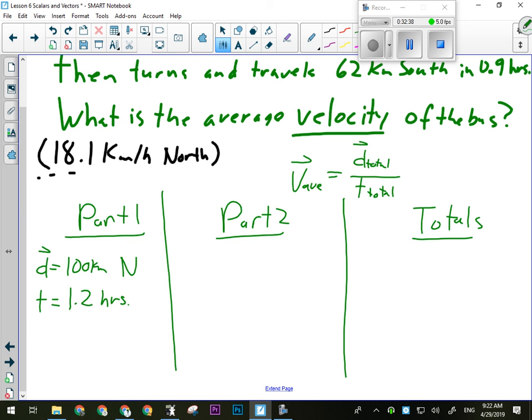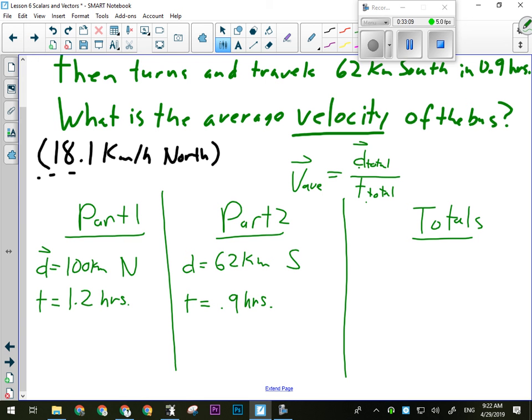Then in part 2 of the trip, it says that my distance is 62 kilometers, and it's south, and that takes 0.9 hours. All right. If I want to find the average velocity of the bus, then I need the total displacement over the whole trip and the total time. Can I find that?